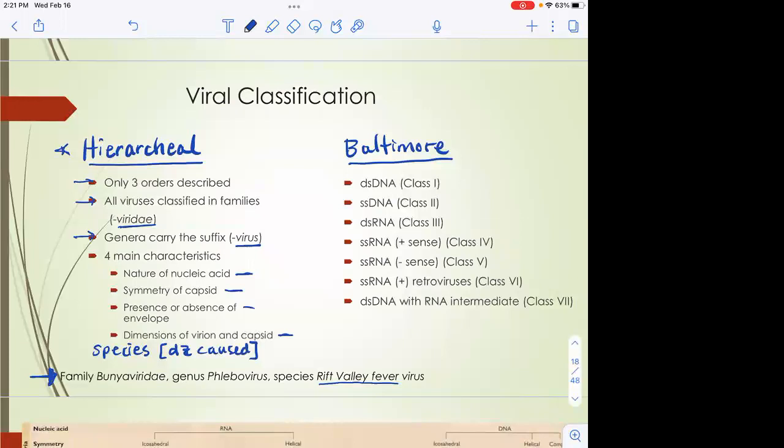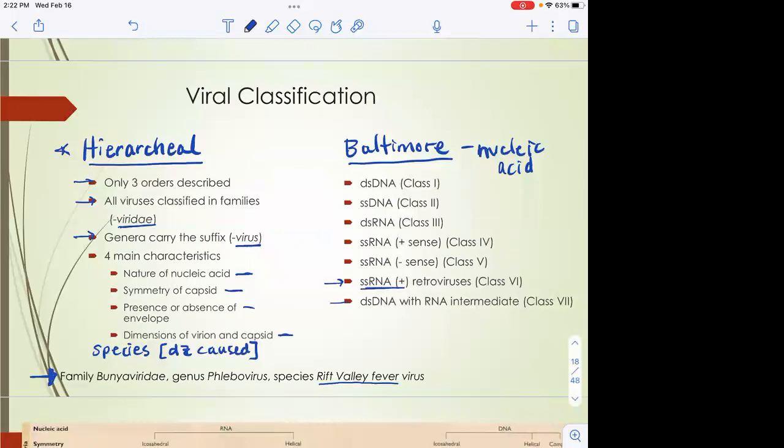With the Baltimore system, it's a little bit more cut and dried. All viruses are put in one of 7 groups. Don't memorize which is which here, but it's all based on nucleic acid. So for example, double-stranded DNA virus, that's class 1. Single-stranded DNA, class 2, for example. Then there are plus sense and minus sense RNA viruses, and retroviruses, which are single-stranded RNA plus sense, but they go through a DNA intermediate to make more RNA.